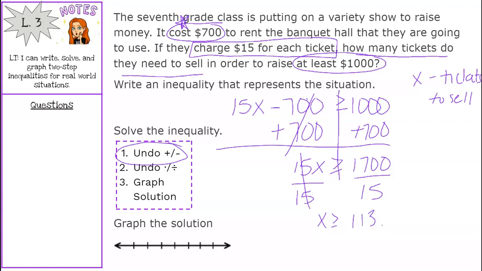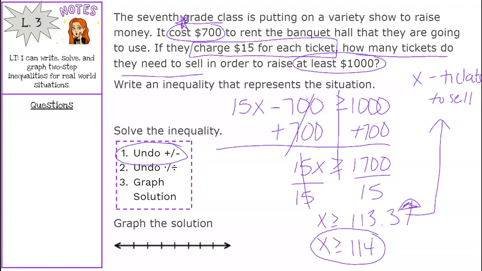Now, we have to ask ourselves, does a decimal make sense in this situation? And if we look at what our variable stands for, tickets to sell, we can't sell a portion of a ticket. We can't sell a third of a ticket or half of a ticket. So we would have to round this number up. So we would need to make it x is greater than or equal to 114. We would need to sell at least 114 tickets in order to reach their goal of raising $1,000.